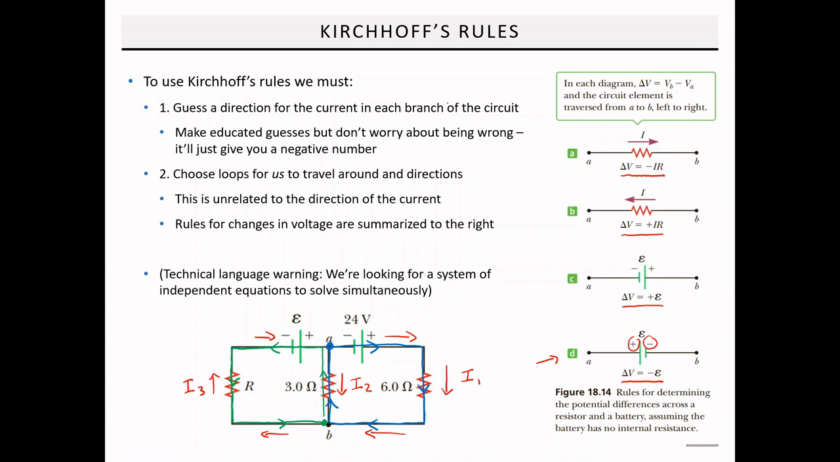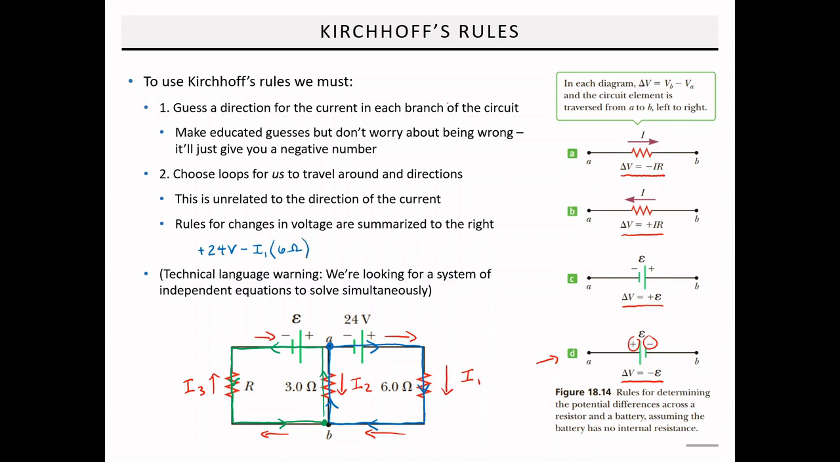So, for example, applying the loop rule to the blue loop that I've drawn, we start at point A. The first thing we do is walk from the negative to the positive terminal of a battery. So then we're increasing our potential by 24 volts. Then when I walk along the wire, nothing happens. I cross over a resistor in the same direction that I've chosen the current, so I'm going to decrease potential by minus I1 times R, which will be 6 ohms in this case.